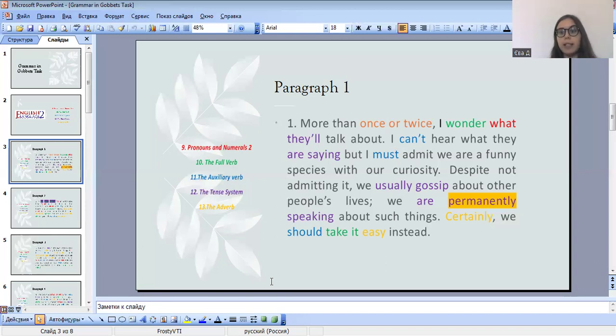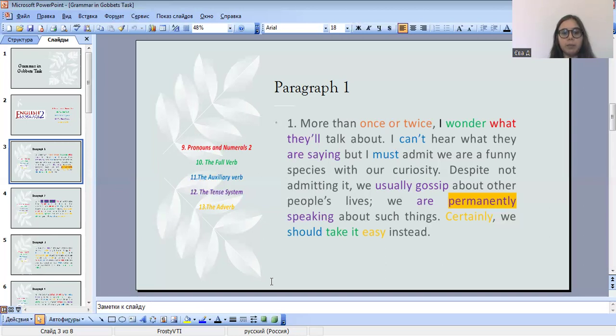Okay, and the last one, the adverb, it's certainly. We can see certainly in the last sentence. Certainly is a sentence adverb, and it adds a parenthetical idea, which is not directly tied to any element of the clause of this sentence at all. Also, permanently: we used the ly ending to form the adverb from the adjective permanent. And the last one, I think we should pay attention to, is easy in take it easy. We know that the adverb form is easily, but here we use easy because this expression, as we said, is an idiom. So we cannot use easily here.